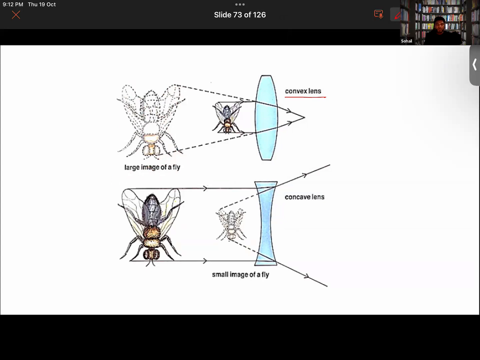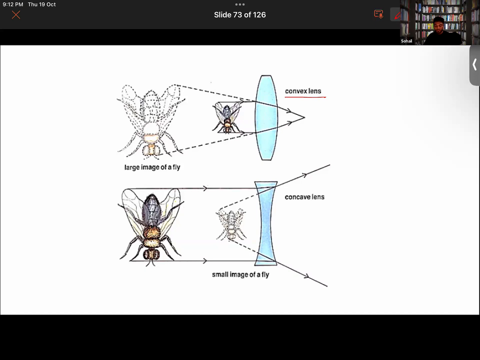Now, the convex lens, as we know, in a convex lens, it's a virtual image, right? In the case of a convex lens, no, it forms a real image now, not a virtual image.